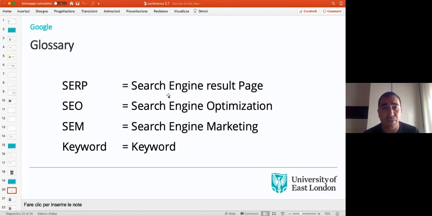In Google, a SERP is a search engine result page. What you see when you type something on Google. SEO is search engine optimization. How you can have your website, your personal page in the first position. And then SEM is identifying the right words to use in your website to get the result. And finally we have the keywords. This is something common. Even if you have never made a website, you know about SERP, SEO, SEM, and keywords.